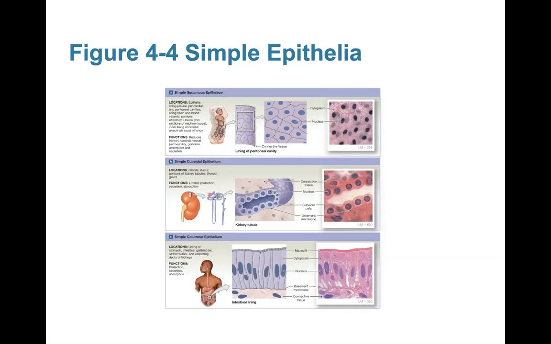Simple cuboidal epithelium, this has limited protection, secretion, and absorption. And you'll typically find this in kidney tubules, would be a very common place to see this.